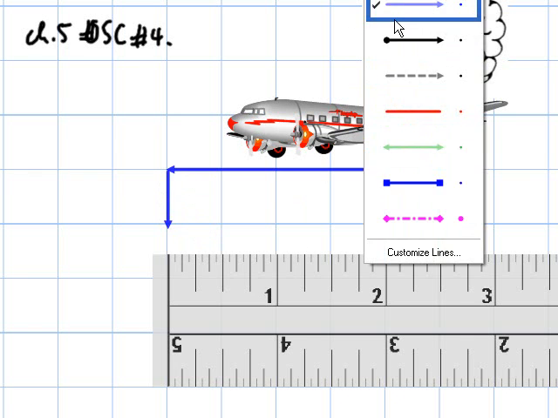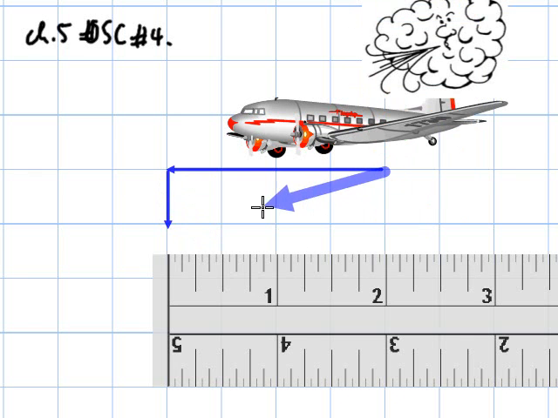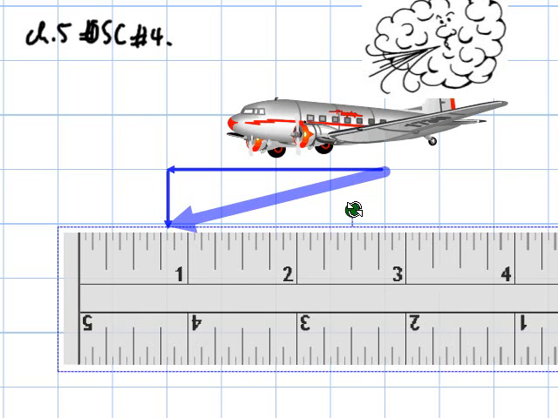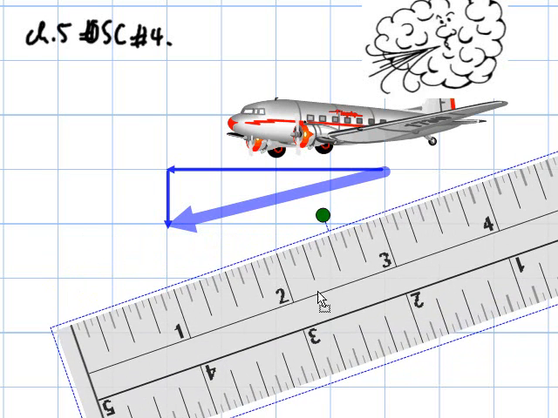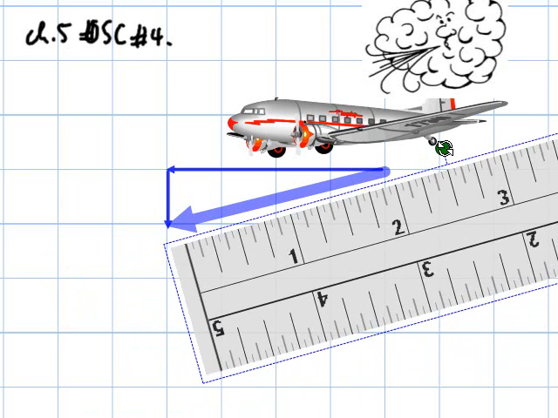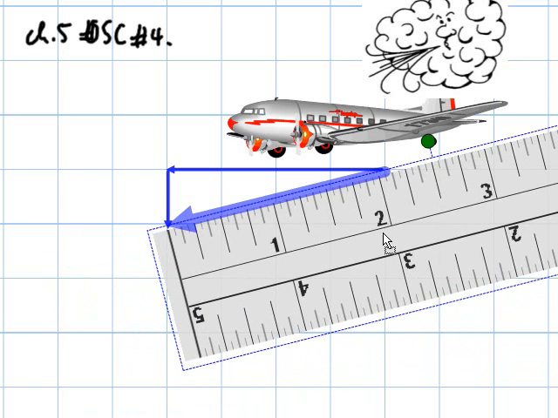then the resultant would be tail of the first one to tip of the second one. And I'm gonna use this one here and rotate it, and let's see, slightly more than 200.